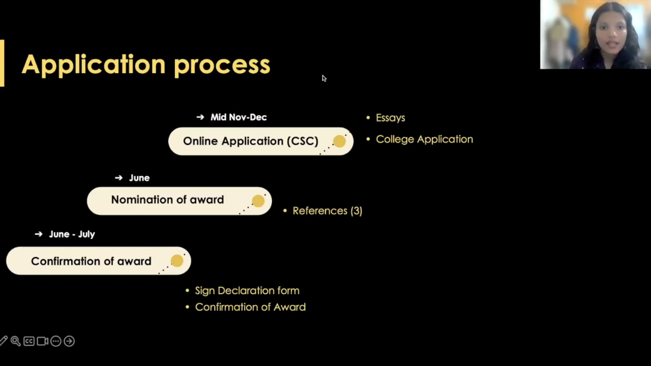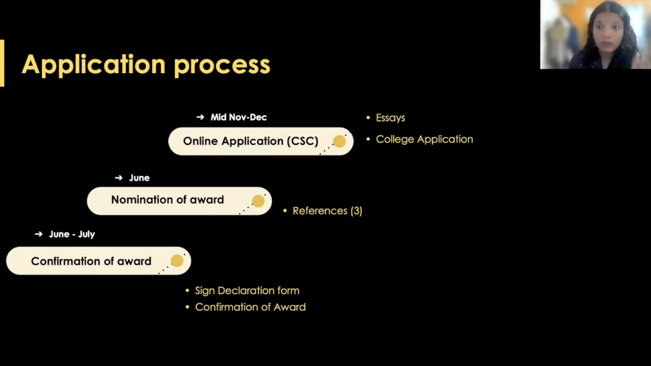Now, the application process. Right now, I'm also going to take some questions that came in the chat because some of these are related. Firstly, you don't have to apply through the MHRD portal for this. The Commonwealth Scholarship Commission's website is the only place where you have to apply. So it's just a single point of application. You don't have to apply anywhere else, so just one. That has opened right now, and it is open till December 14th. So you submit all of your essays and you submit the application.